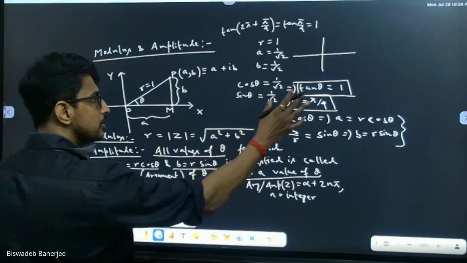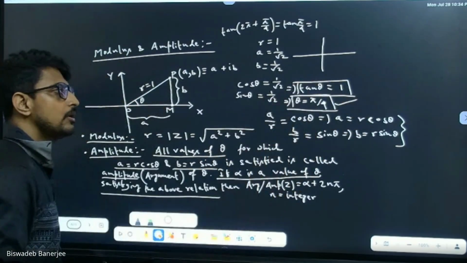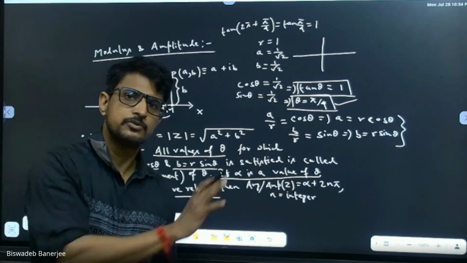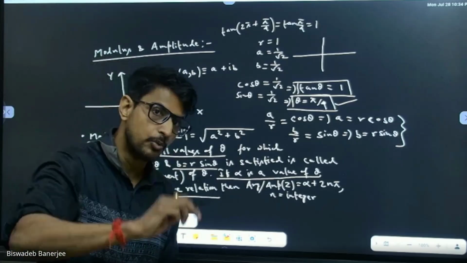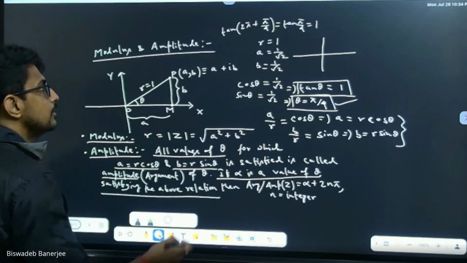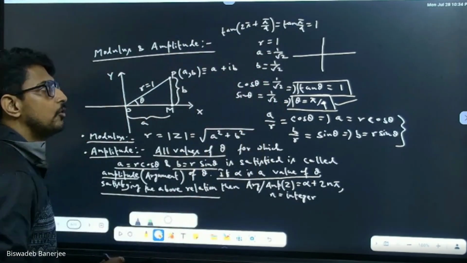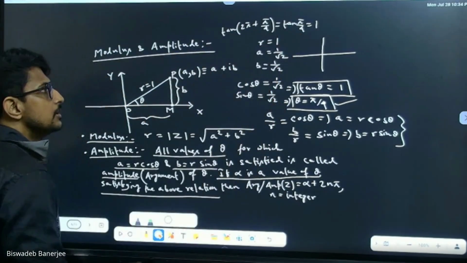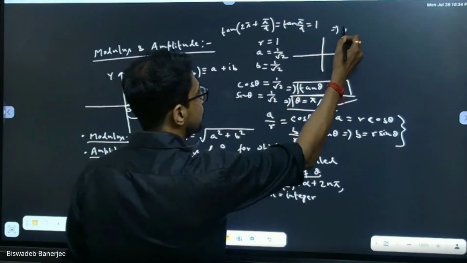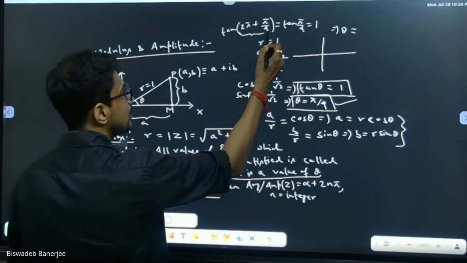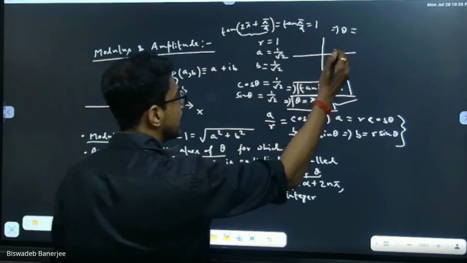So my tan theta equals 1, my theta equals pi by 4. That is one value of theta, that is my amplitude, but it is not the unique value of theta. See that tan of 2 pi plus pi by 4 is also tan pi by 4, which is equal to 1. That means another value of theta will be 2 pi plus pi by 4, that means 9 pi by 4.